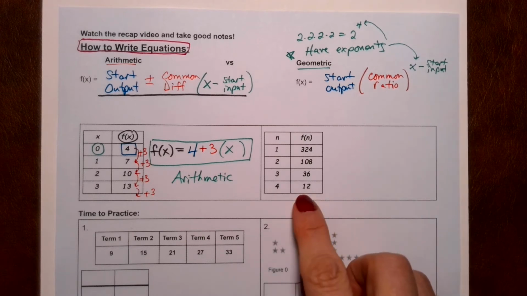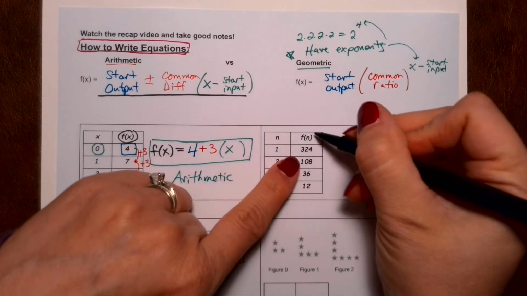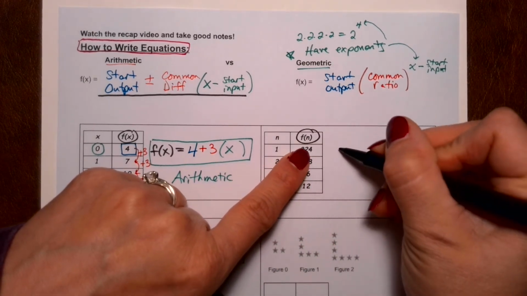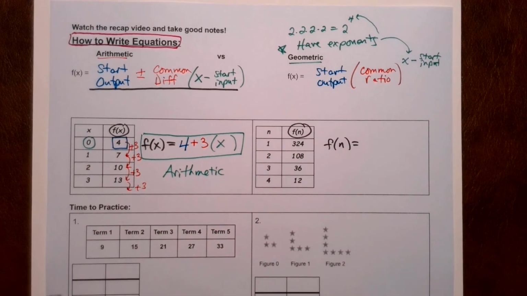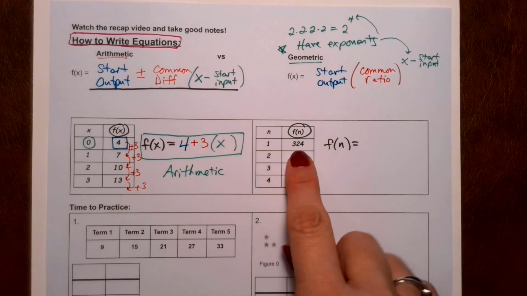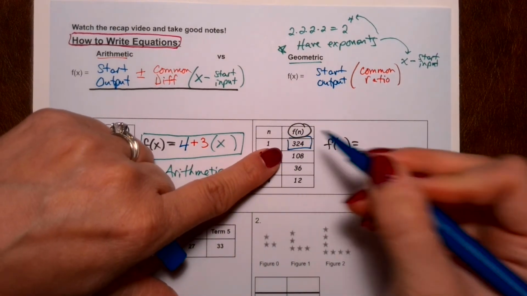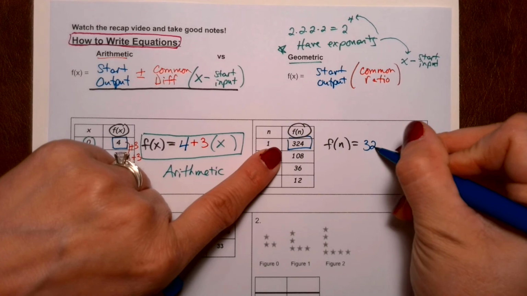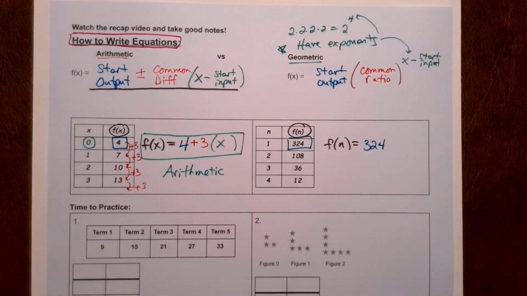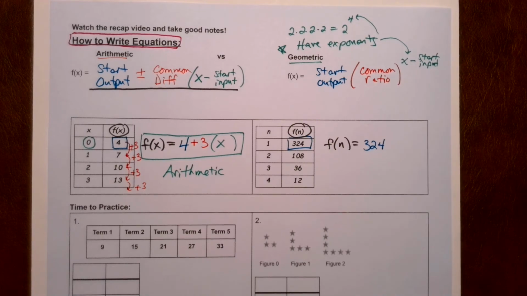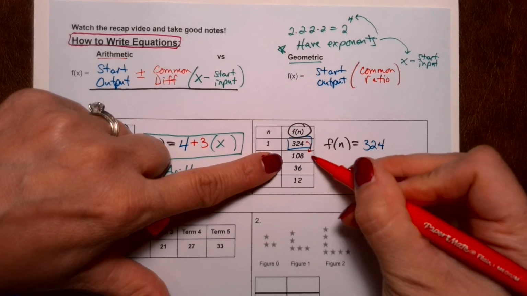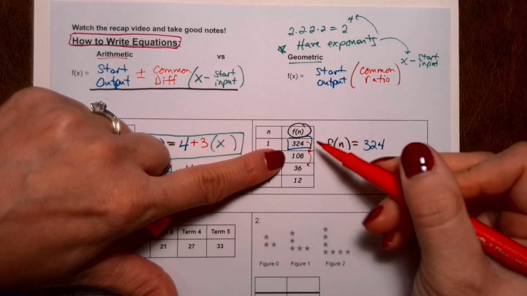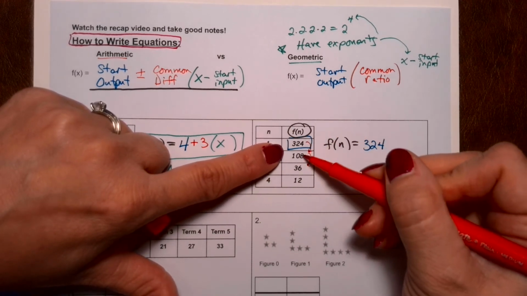Let's do it again. The second one. This time they're calling the outputs f of n, so I will call my equation f of n. We always start with the starting output. Starting output is 324. The second thing you do is you look for the pattern. These numbers are getting smaller. This is really confusing. These are big numbers.